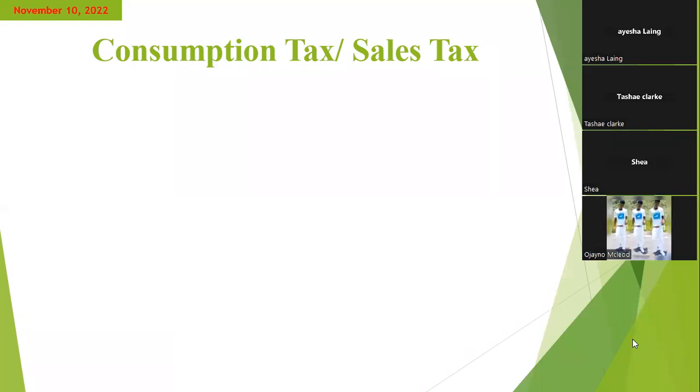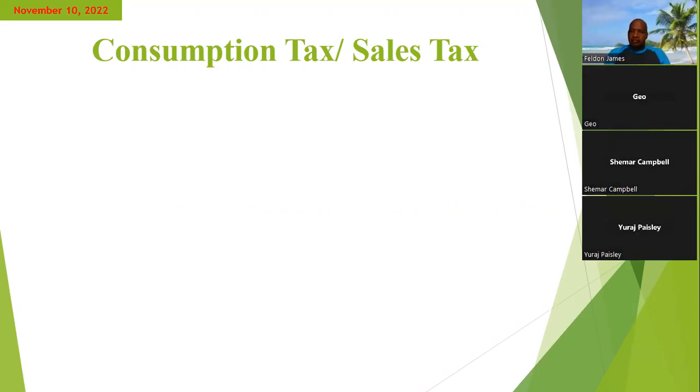Sir, like the amount of tax you pay on food items when you go to the supermarket. Okay, what do we call that tax in Jamaica? General consumption tax. GCT, right? Yes, sir. So GCT is the same as consumption tax, sales tax, or sometimes they will call it value added tax.